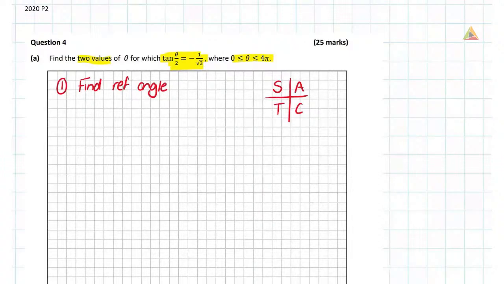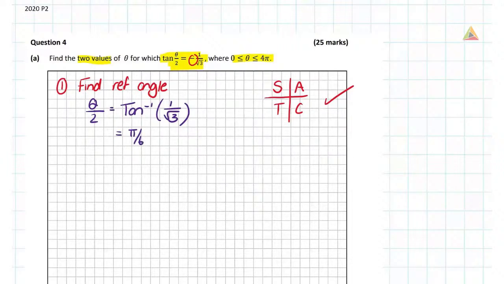How we do it is we take our equation and we find what the reference angle for theta over 2 is. In this case, we're finding the tan inverse of 1 over root 3. So you'll notice I haven't put in the minus. I haven't put this minus in there because by me deciding which quadrants my answers are in, I've taken care of that minus. So theta over 2 is tan inverse of 1 over root 3. That just goes straight into your calculator and you should be getting a reference angle of pi over 6.